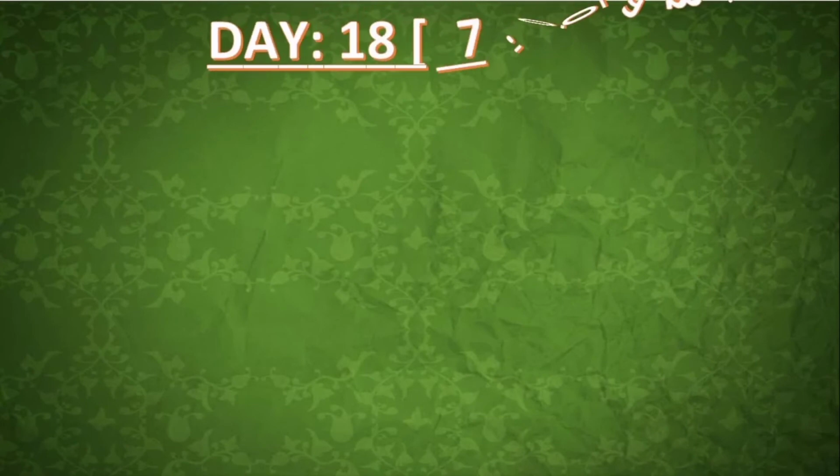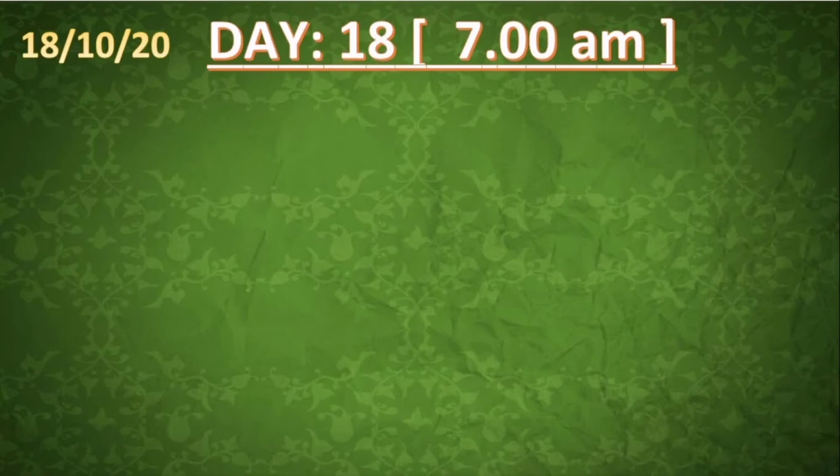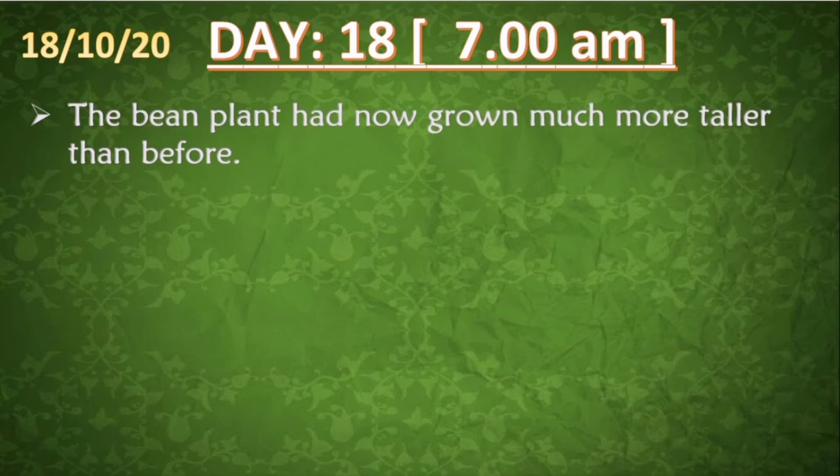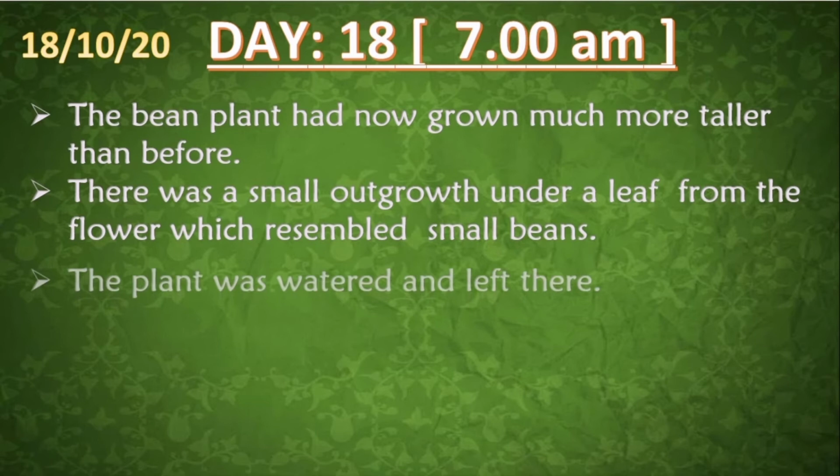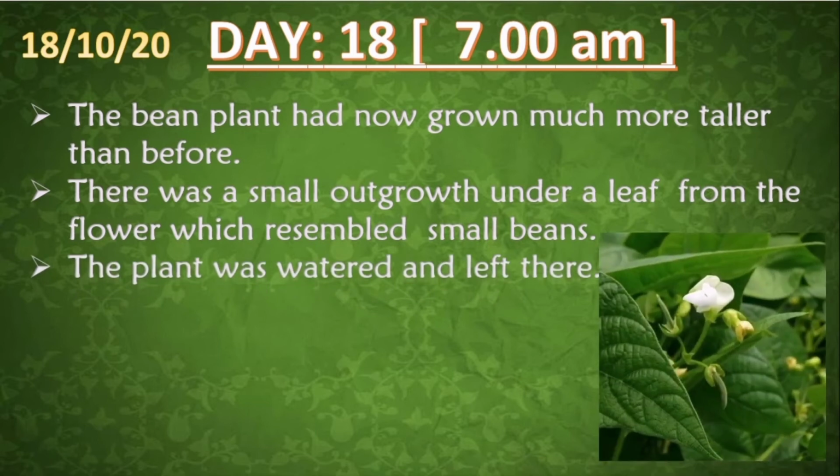Day 18. The bean plant had grown much taller than before. There was a small outgrowth under a leaf from the flower which resembled small beans. The plant was watered and left there.